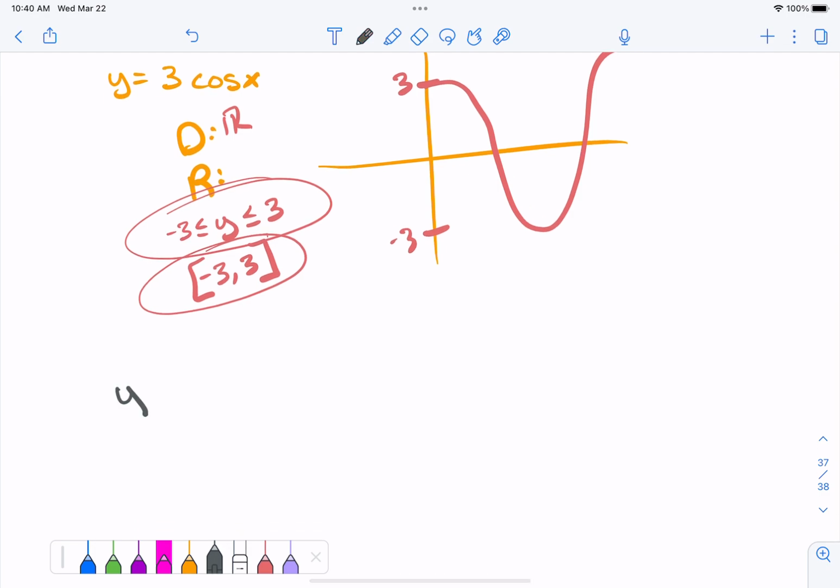Let's do a sine. Y equals, let's say, negative. Okay, let's not do a negative. Let's do 2 sine of x plus 4. Find the domain and range. Domain and range of 2 sine of x plus 4.